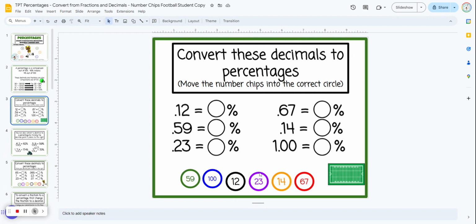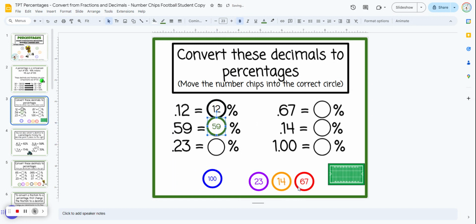This is a good practice slide because these are fairly simple. They can get some practice moving the chips. So 12%, 59%, and then of course 100%, and so on.